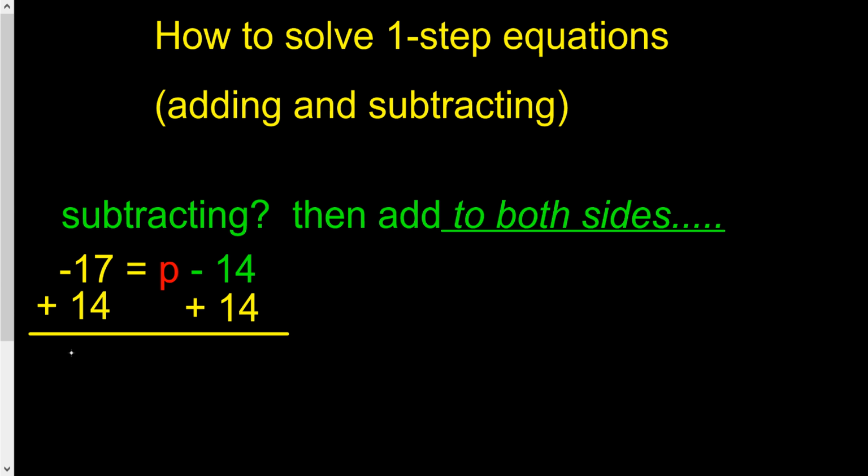Now let's work left to right, and we'll clean this one up. Negative 17 plus 14 is negative 3. The equal sign comes straight down. Nothing's been done to the p, so that comes straight down. And then the negative 14 plus 14, well, we did that to make sure that it went away, that it turned to 0. So that just kind of blows up, and our answer is negative 3 equals p.